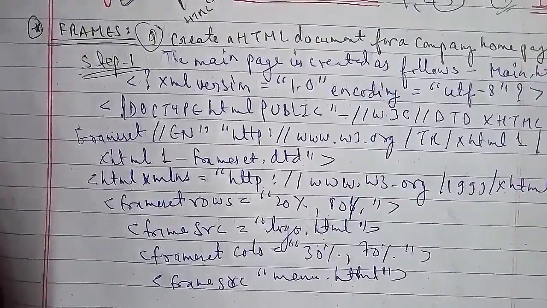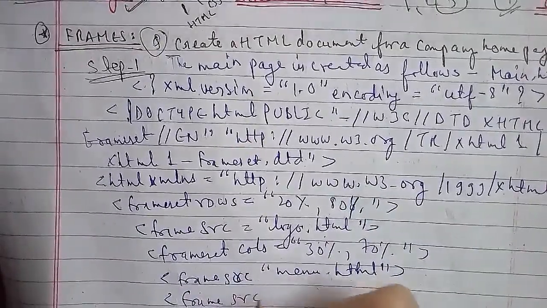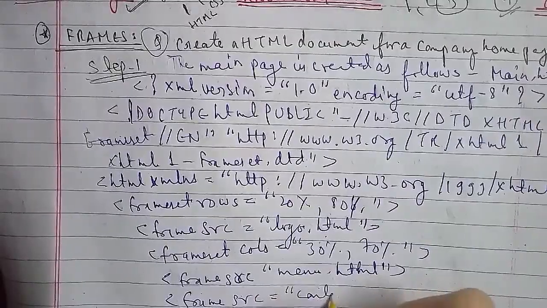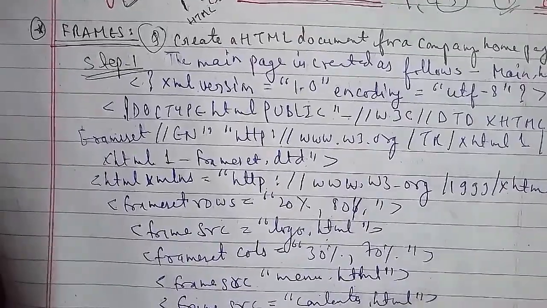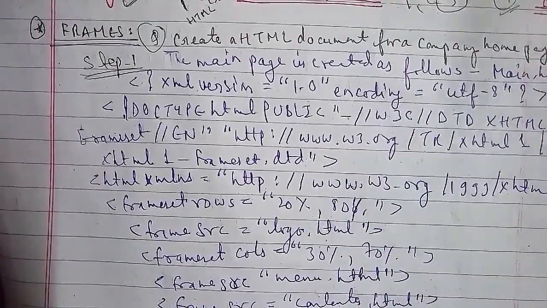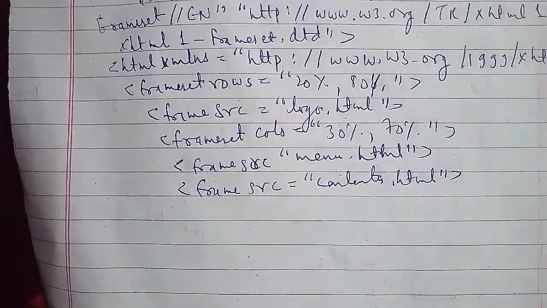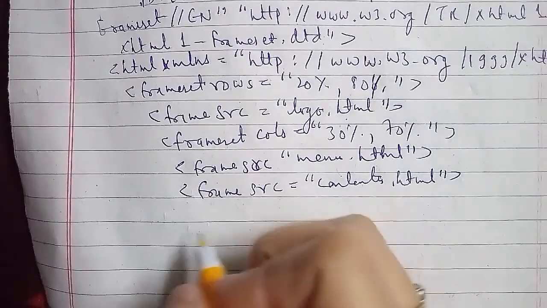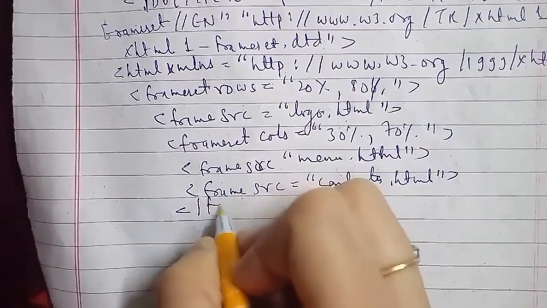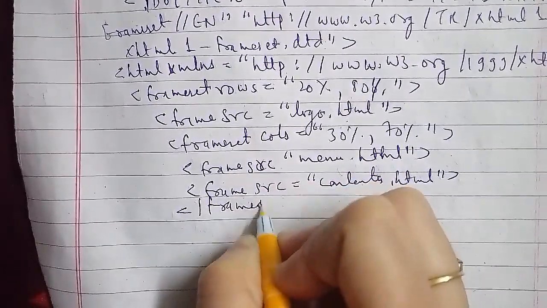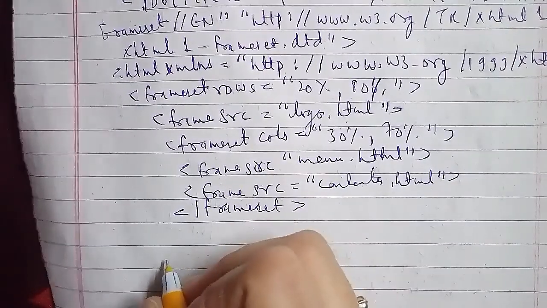use .html here. And then after that, after a frame src, frameset हमने खोला था, so we will just close that frameset. This is the closing tag of frameset, then HTML, closing tag of HTML. So now this is the first step where the main page is to be created, and that is main.html, and we had created this.